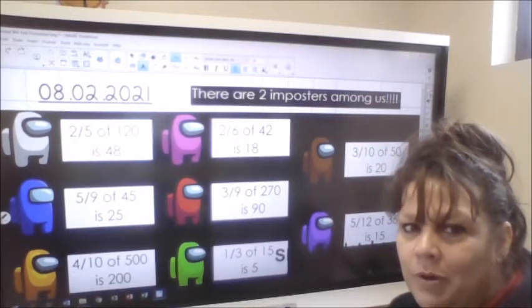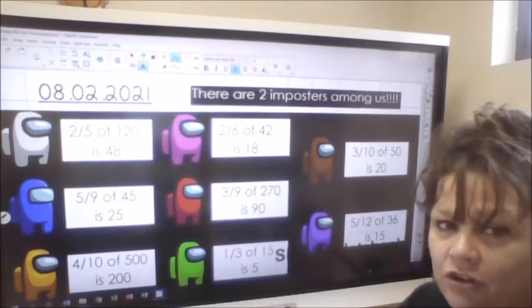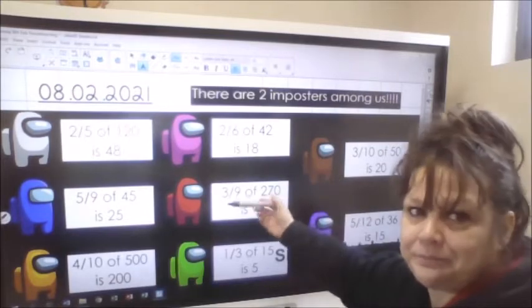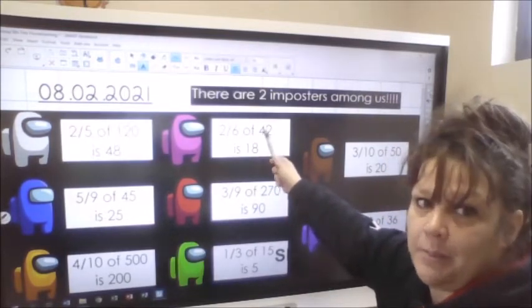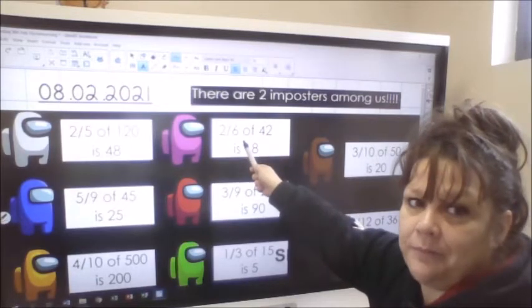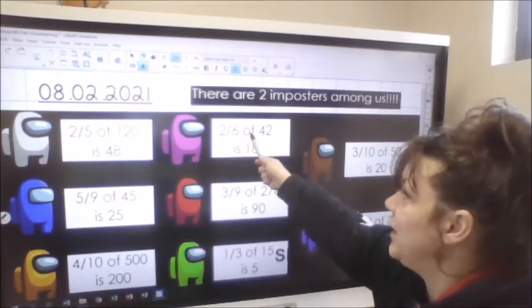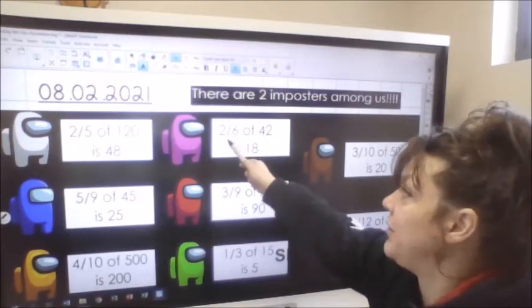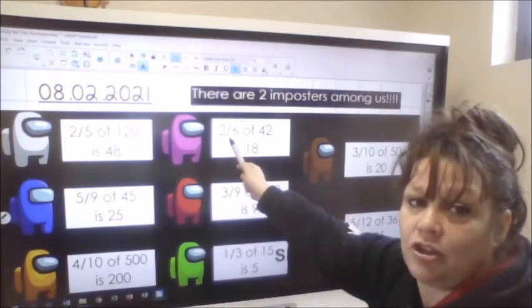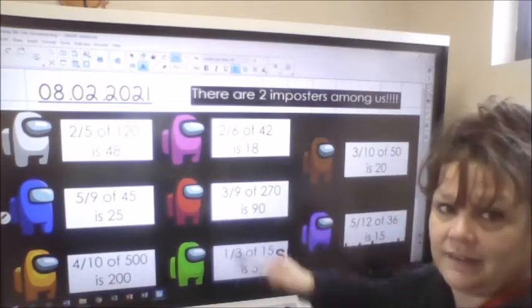All right, now remember, we find a fraction of an amount by dividing the number that we've been given, the amount, by the denominator. So in this case, 42 divided by 6. And then we multiply the answer by the numerator, which in this case is 2. And we see if we get that answer there.